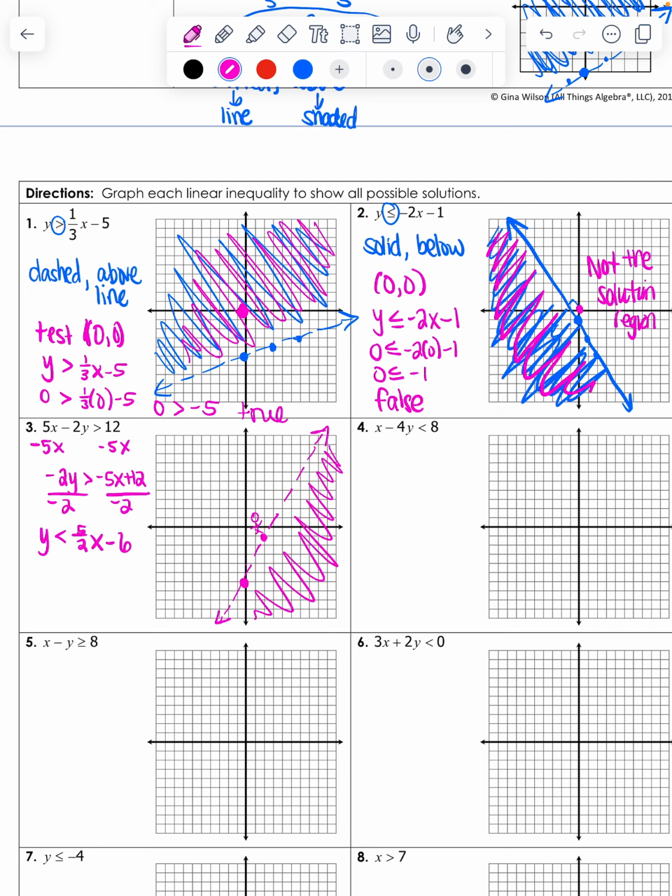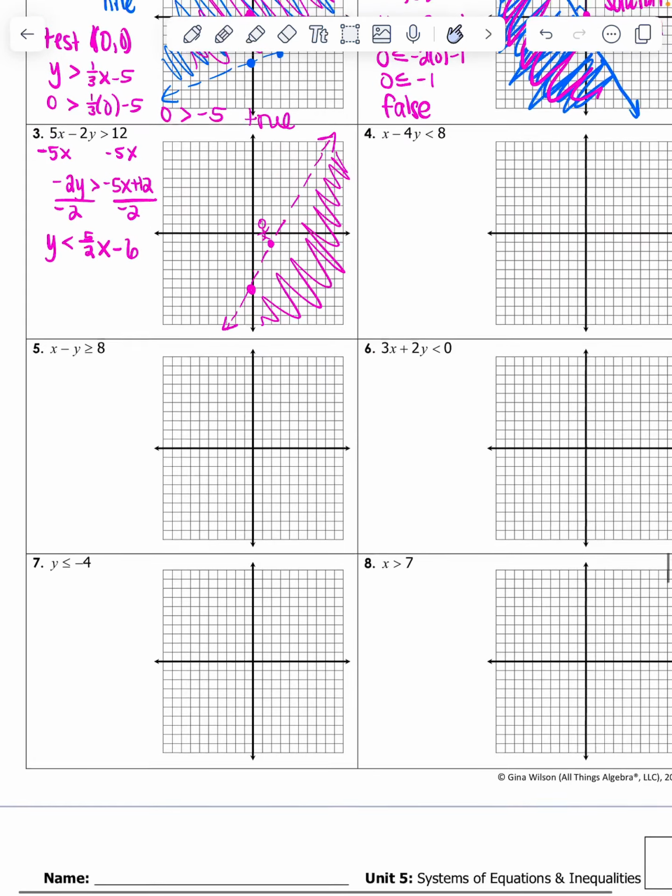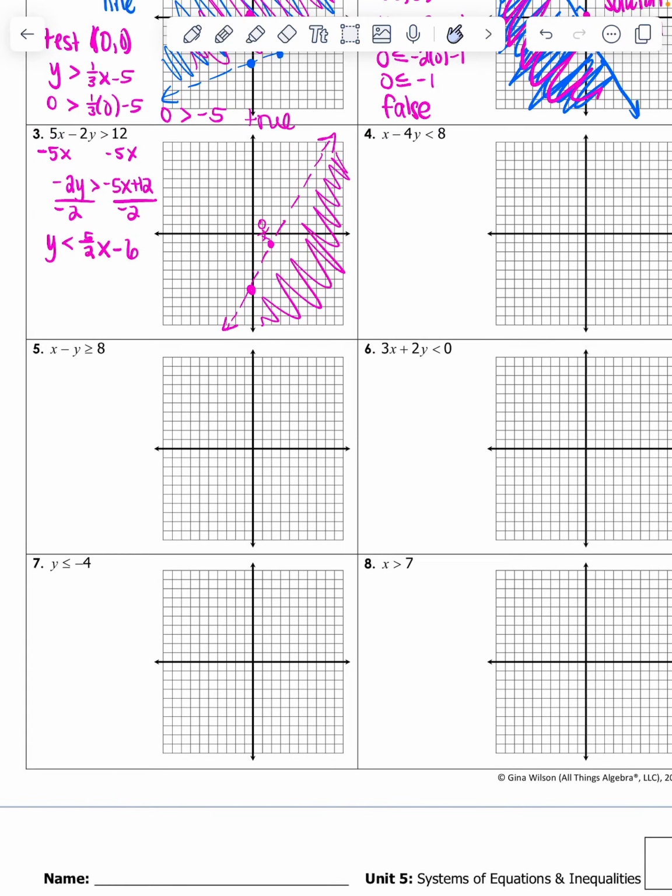Now, I don't feel like we need to do every single practice problem because I feel like you already know how to graph. The only thing that's new here is now the type of line and then shading above or below. I do want to remind you, though, that when we have problems like 7 and 8, these are when we have horizontal and vertical lines.